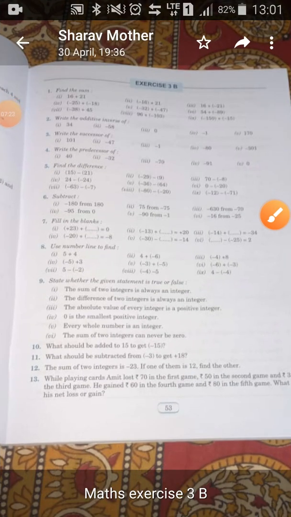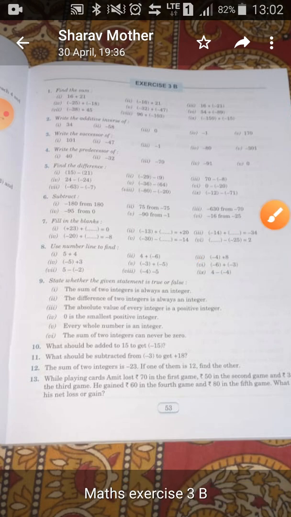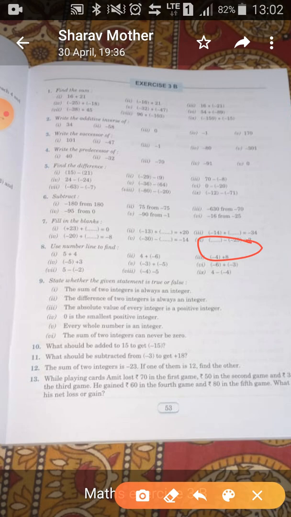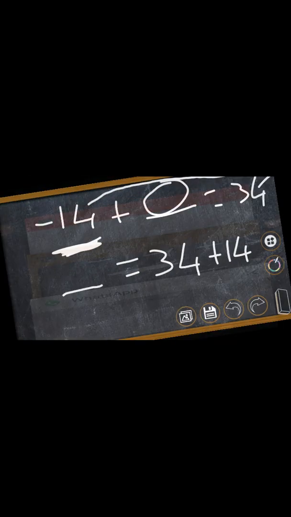After that, we are going to move on to number 6. Yes, blank minus 25 is equal to 2. Okay, so let me copy this down. Blank minus 25 is equal to 2.